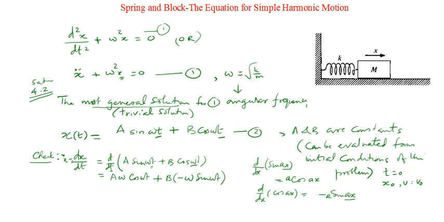Remember, that is only x dot. We need x double dot. So I think I can directly write what is x double dot. What is x double dot? That is nothing but d square x by dt square.